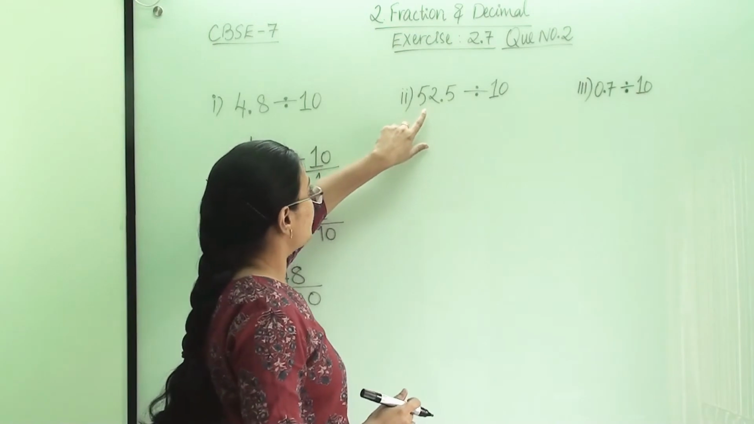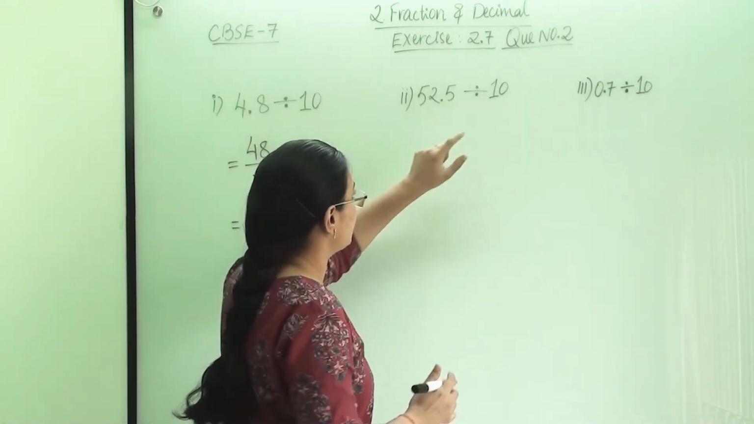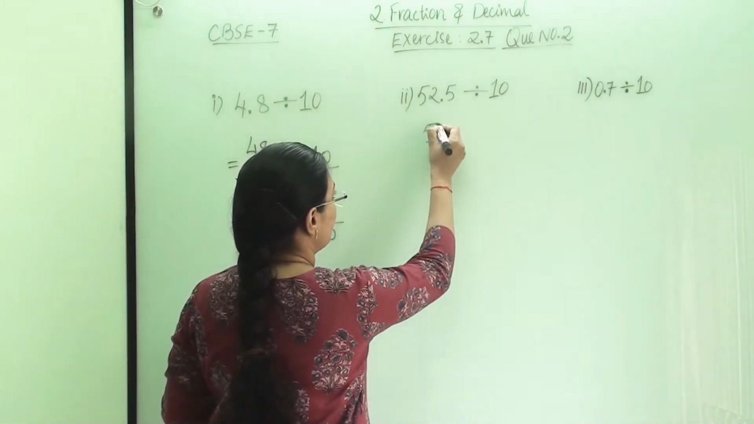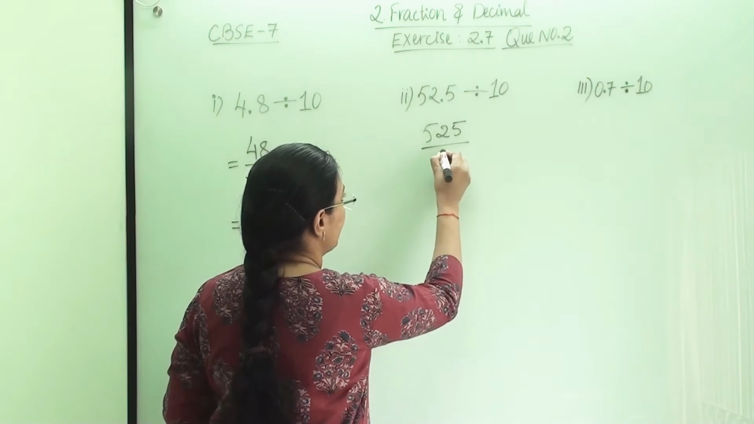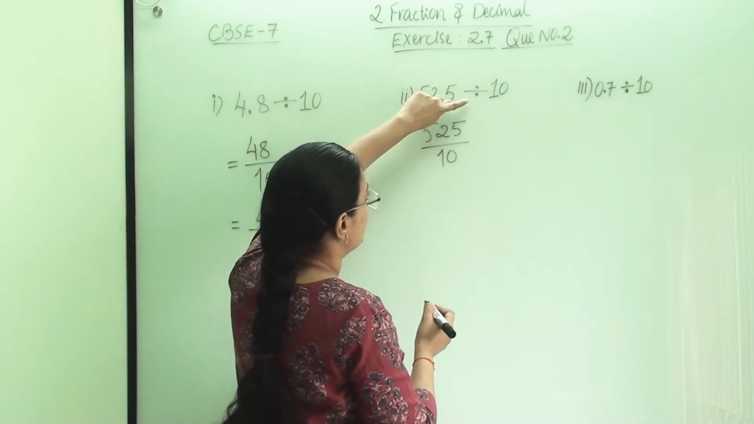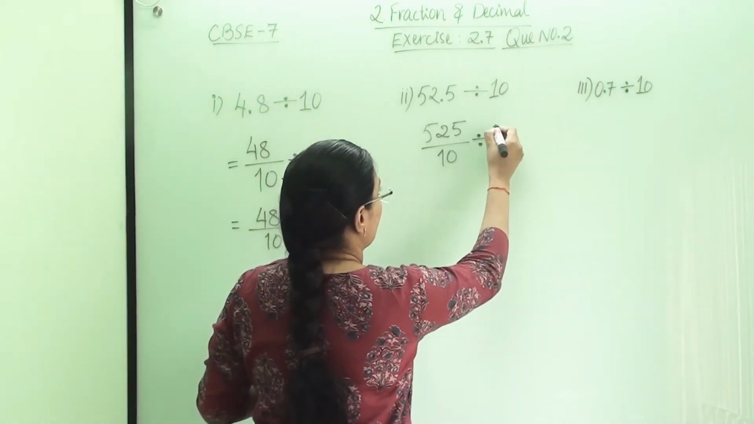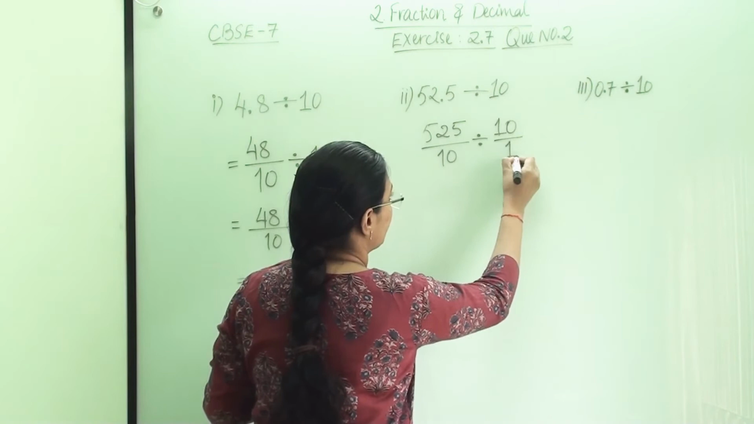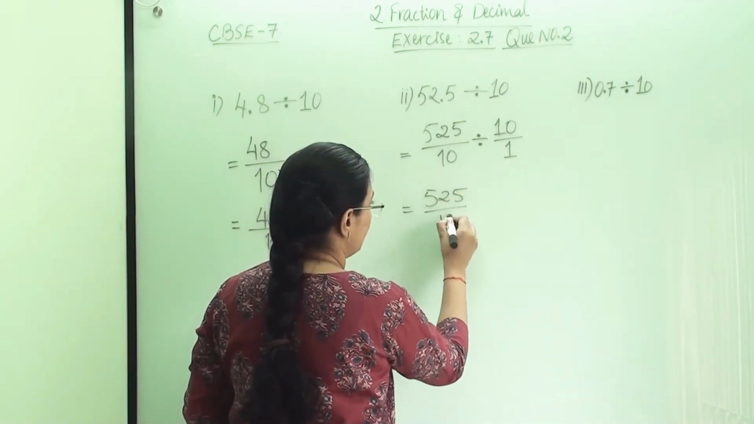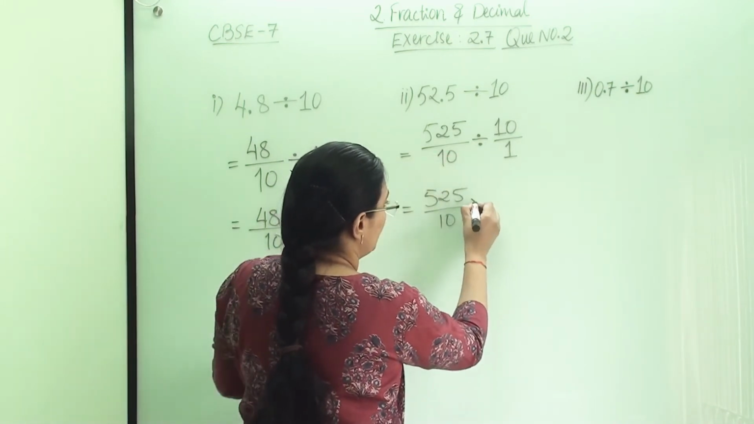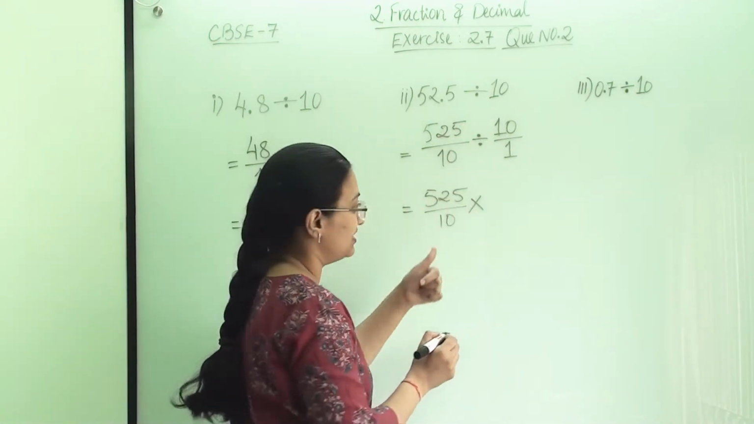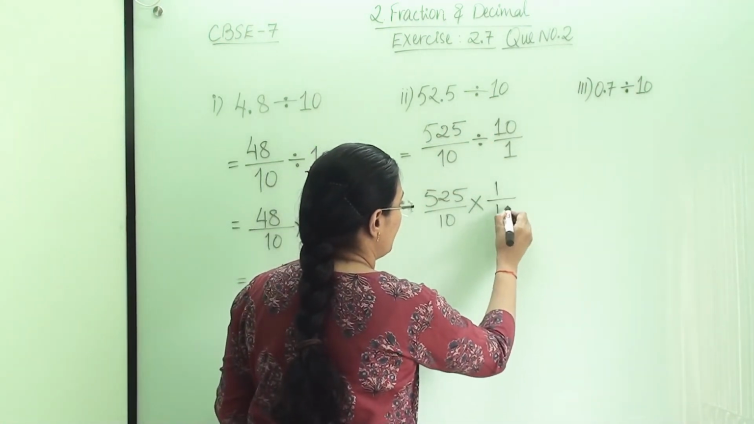Next numerical is 52.5 divided by 10. So let us first convert this decimal number into its fraction. So 525 over 10 will be there, because after the decimal point one number is there, so we have put here 10. Now this is a division sign and 10 is a whole number, so we are writing 1 in its denominator. Now 525 over 10. This division sign we are converting into a multiplication sign, and this fraction we are changing to its reciprocal. So 1 divided by 10.